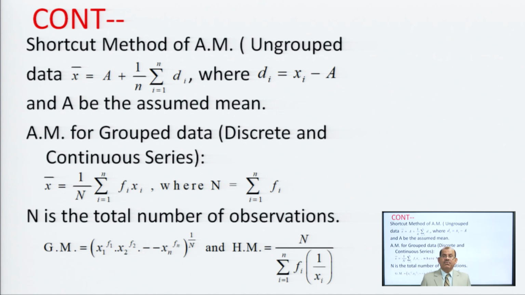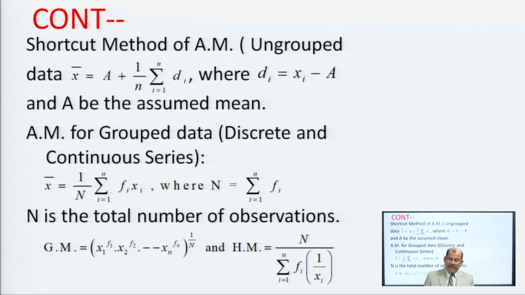Shortcut method for finding arithmetic mean for ungrouped data. X bar is equal to a plus 1 by n summation i varying from 1 to n di, where di is equal to xi minus a, and a is the assumed mean.